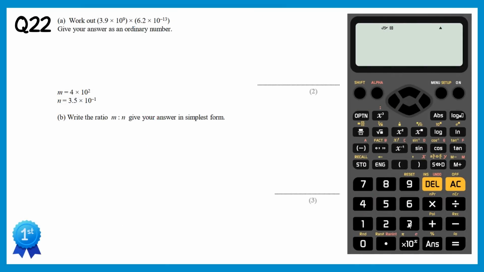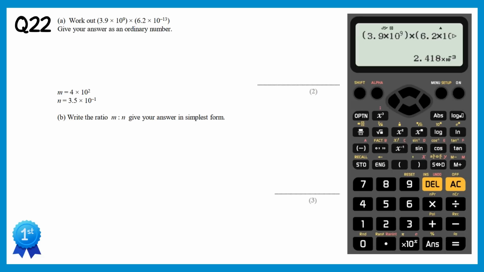For this question, we need to work out something in standard form. Since this is paper free and you have your calculator, I would just type this into your calculator like this. So an open bracket, 3.9 times 10 to the power 9, then press the right arrow to get out of that power and close the bracket, then times bracket 6.2 times 10 to the power negative 13, and then close that bracket. Then press equals.